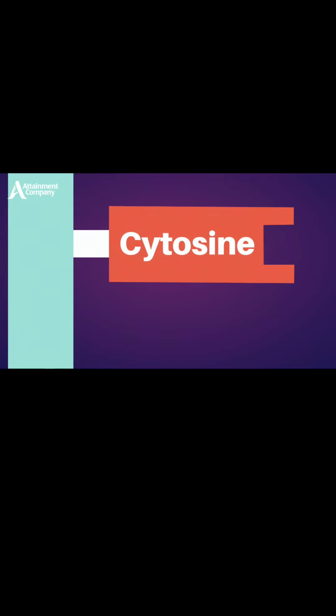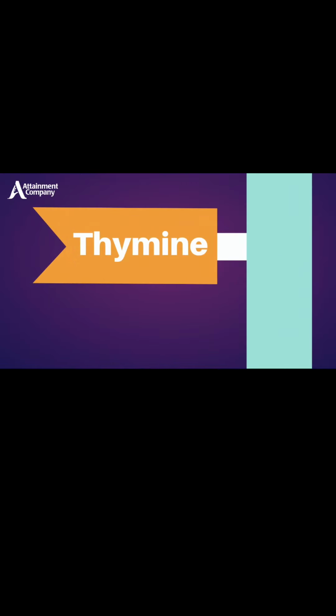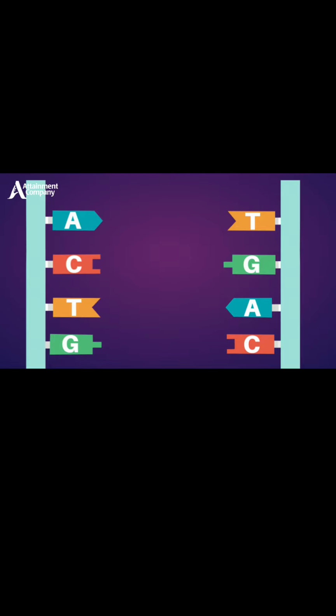One base is adenine. This is usually shortened to just A. Another base is cytosine, which is usually shortened to C. Another base is thymine, or T. The 4th base is guanine, or G. Each base only binds to one other type of base.